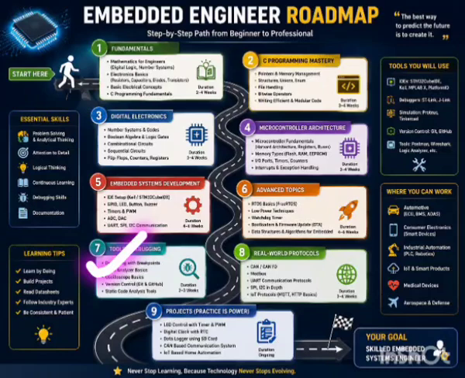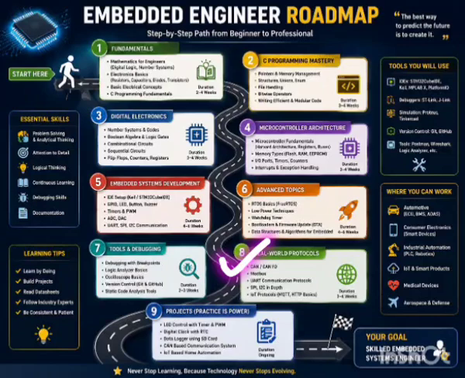Step 5, learn communication protocols. Protocols are essential in embedded systems. Learn UART, SPI, I2C, CAN FD, USB basics, and Ethernet basics. You need to understand all these communication protocols. If you want to work in the automotive industry, then CAN is a very important communication protocol.